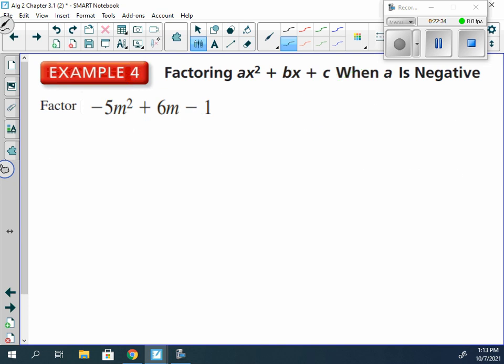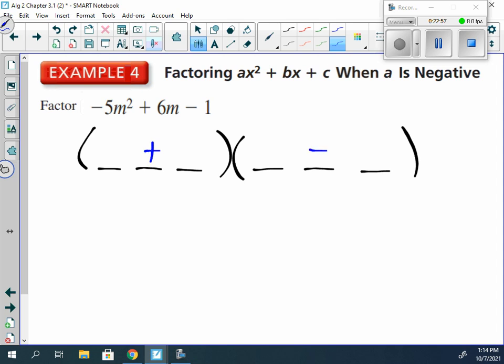Now, guys, I'm going to do this one more time. I'm going to work this one through one more time, but this time I'm not going to factor out the greatest common factor of -1. So we would start the same way and have our 2 sets of parentheses with 3 spaces. Now, because the 1 is negative, our signs would be opposite. 1 would be positive and 1 would be negative.